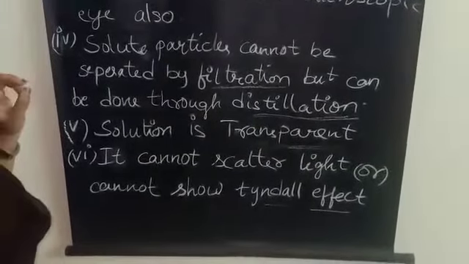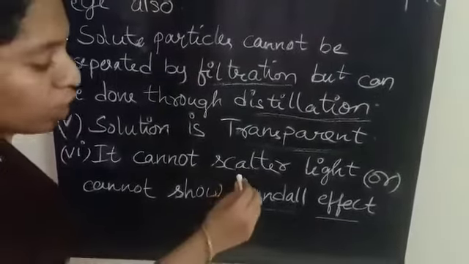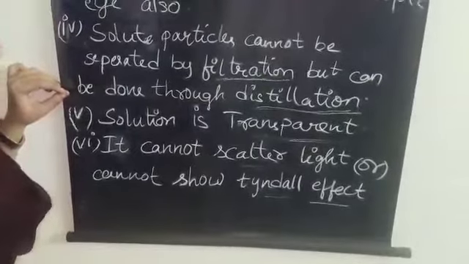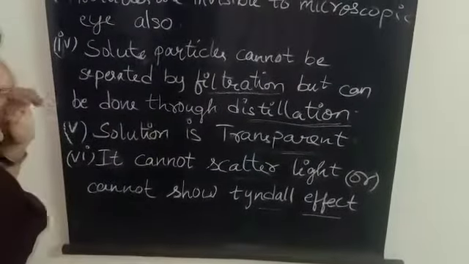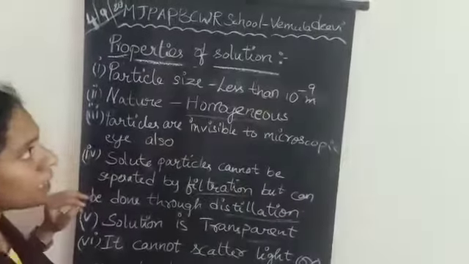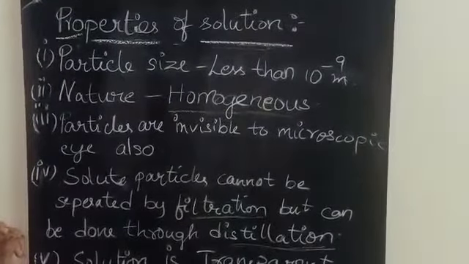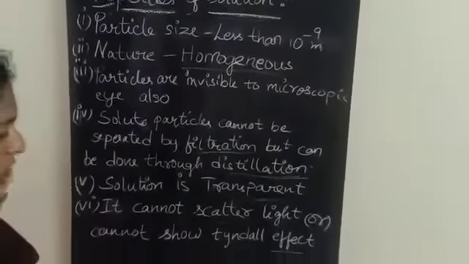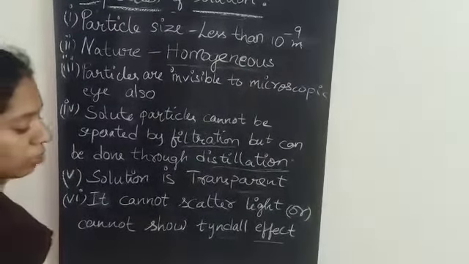What is the Tyndall effect? We will learn in detail in the next class. So scattering of light, you know, no? Yes, due to the particles the light deviates from its path. So the solution cannot make the light deviate. Why? Because the particles are very small in size, so they cannot scatter the light. So that is why it cannot show scattering of light. Scattering of light is nothing but the Tyndall effect.